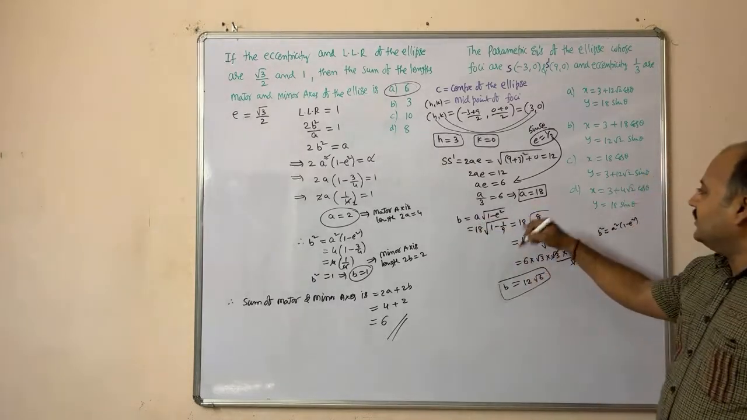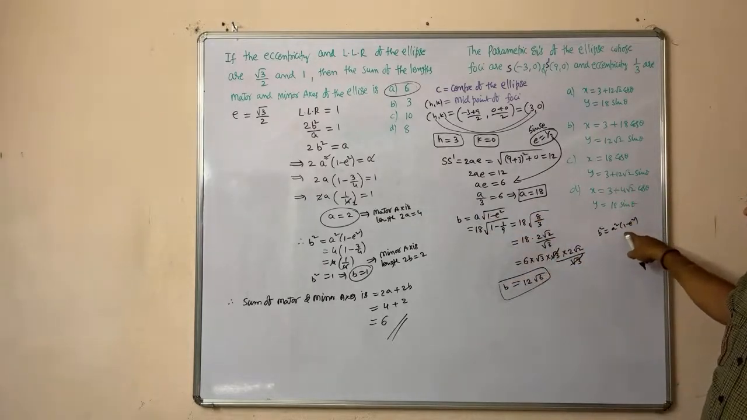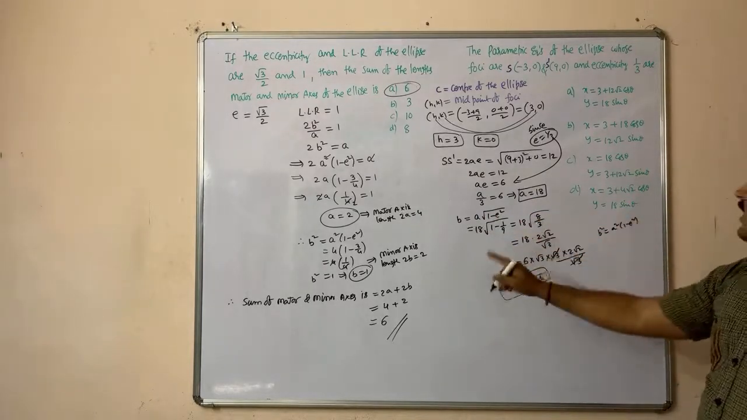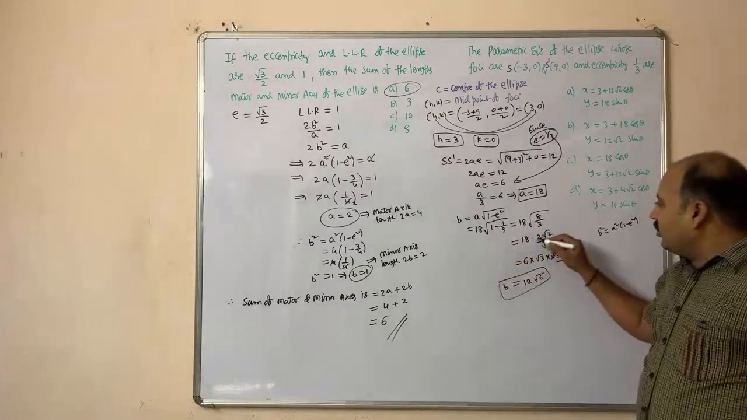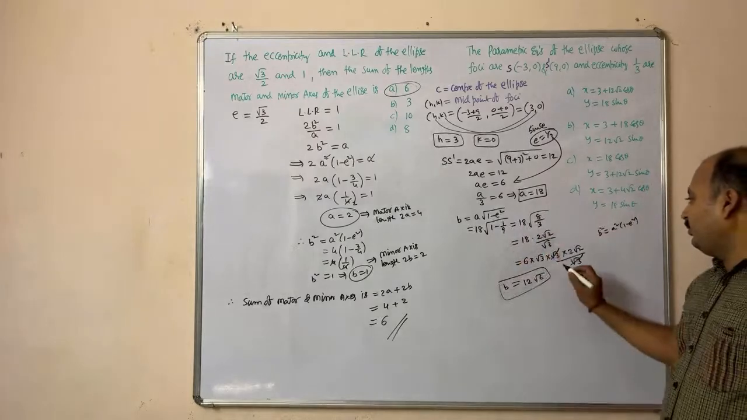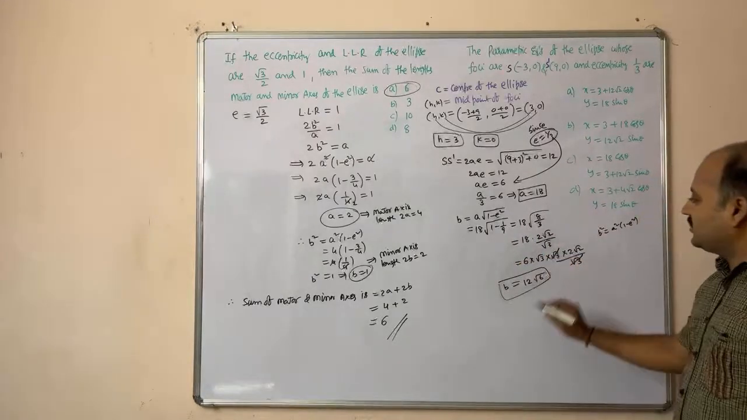A value is 18. So 18 into root 1 minus E square. 1 minus E square value 1 by 9. 9 minus 1, 8. 8 by 3. So root 8 by root 3. Root 8 means 2 root 2. Root 3 gets cancelled. 12 into root 6. Yes, okay. Leave it like this.